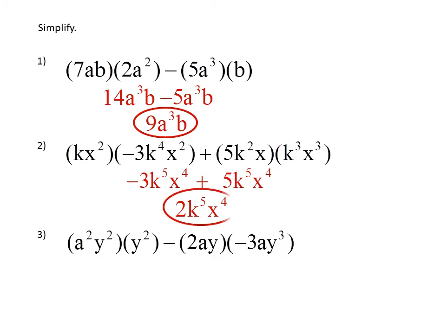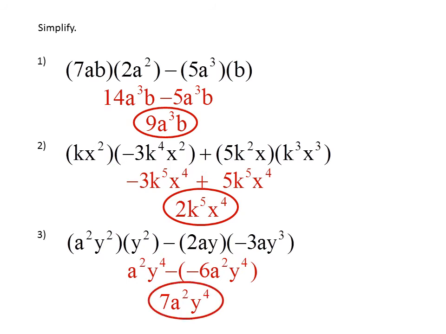Now, the left side is going to be a squared y to the 4th. Now, double negatives will give me positive. Remember, 6a cubed y to the 4th. And of course, the last answer is 7a squared y to the 4th. All right, let's go to the next video.